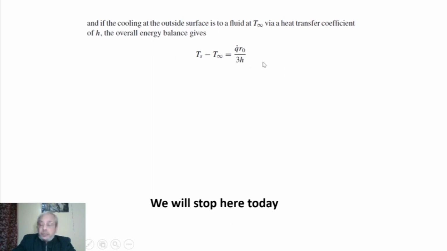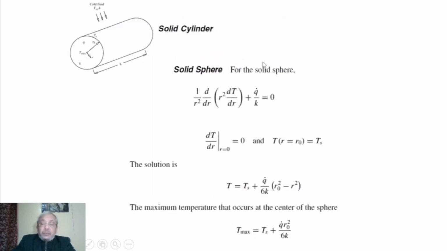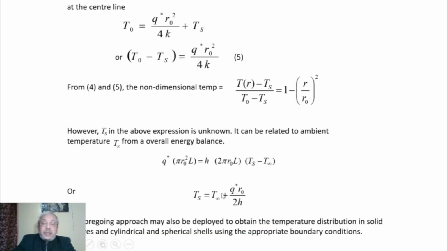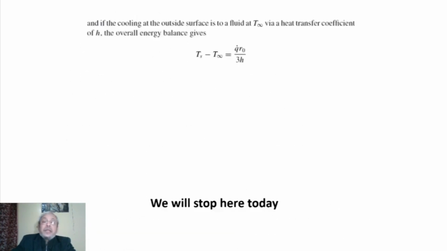So the same expression for solid cylinder we found out as Ts equal to T infinity plus Q star R naught by 2H. And for solid sphere it is Ts equal to T infinity plus Q star R naught by 3H. That is the difference. So this can be done now for cylindrical shells and also for spherical shells, that means hollow cylinders and hollow spheres.